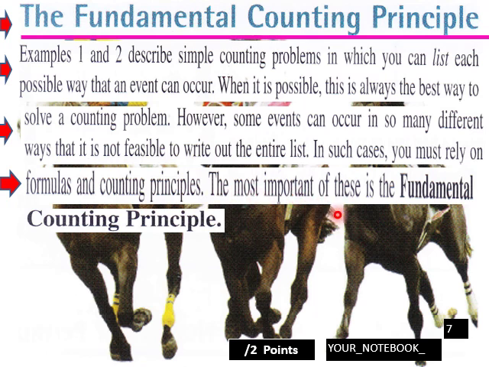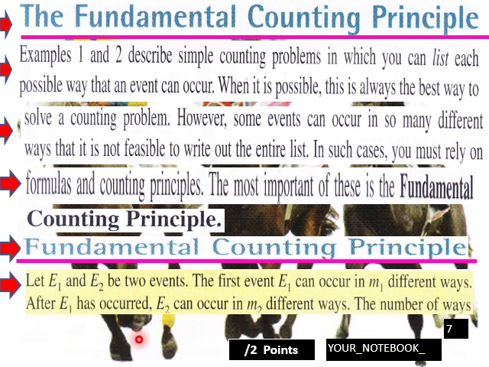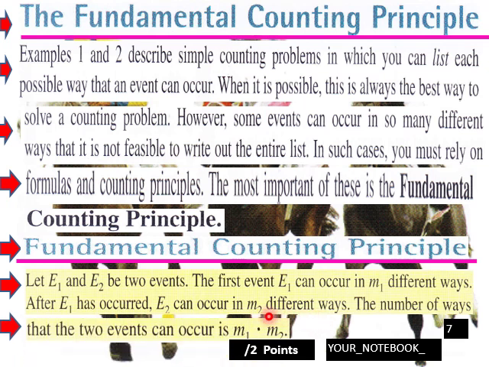The most important of these is the fundamental counting principle, and this is it here. Let E1 and E2 be two events. The first event, E1, can occur in M1 different ways. After E1 has occurred, E2 can occur in M2 different ways. The number of ways that the two events can occur is M1 times M2. So two events can occur in that many different ways, basically.